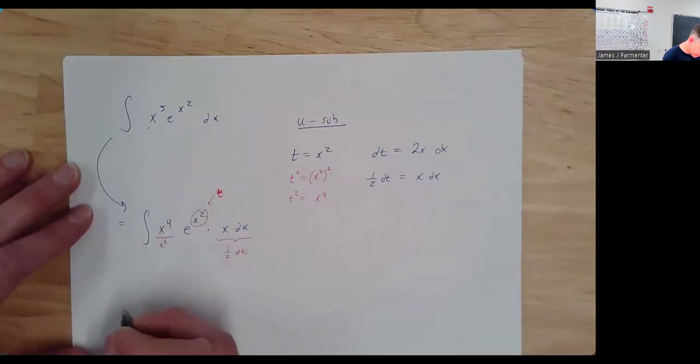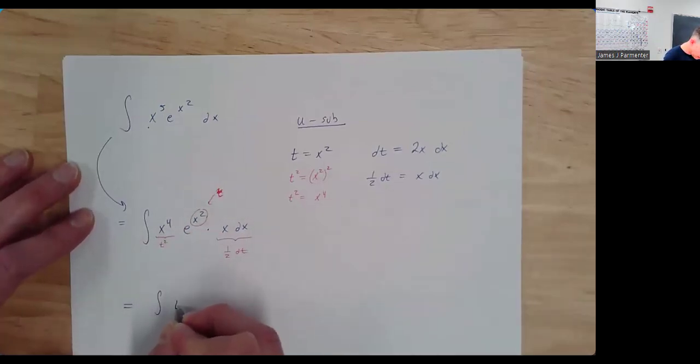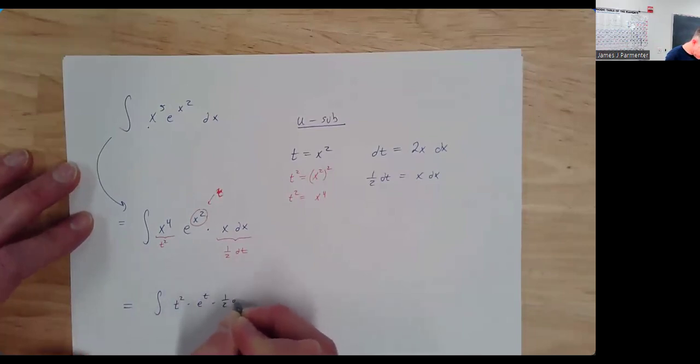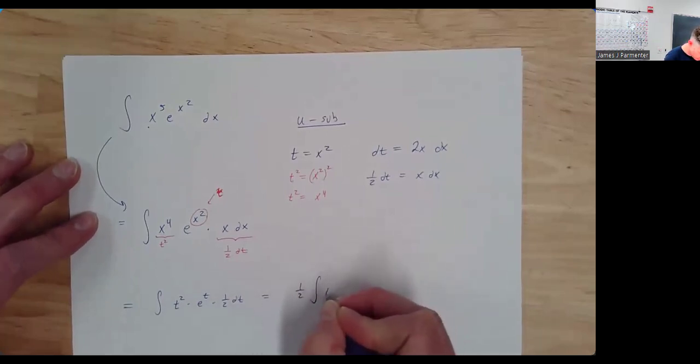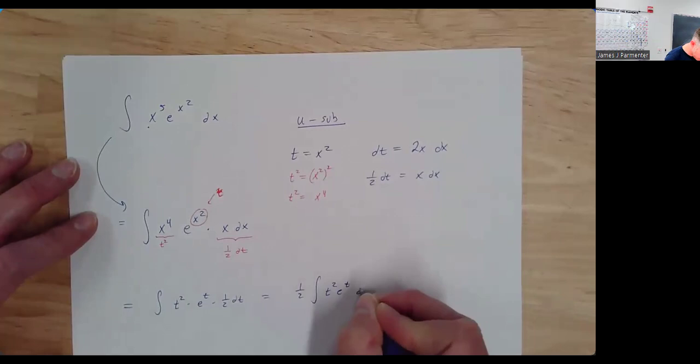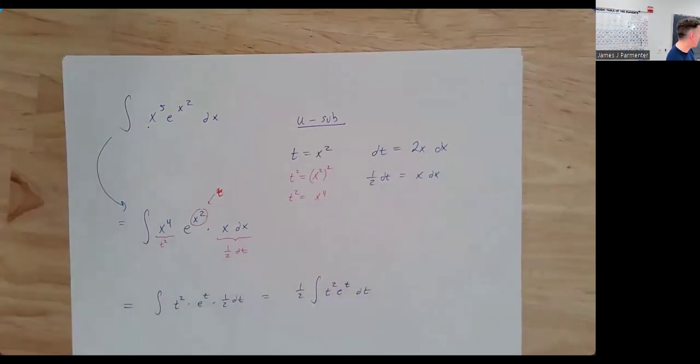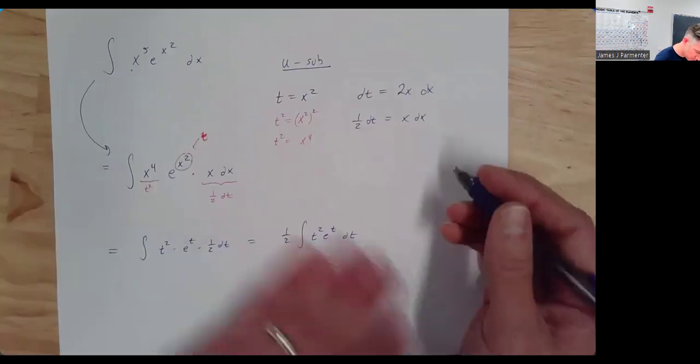So I'm going to rewrite this as the integral of t squared times e to the t times 1/2 dt. Or more nicely written as 1/2 the integral of t squared e to the t dt. And now I have to use integration by parts twice, but I could use tabular. And I should use tabular. So I'm going to use tabular.